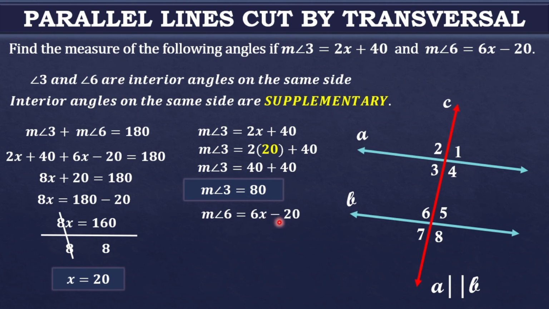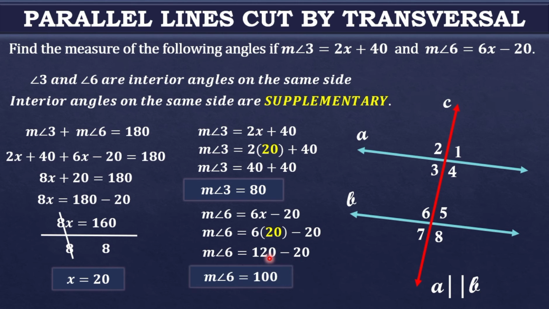So, we have 6x minus 20. Substitute natin si 20. So, 6 times 20, this is 120. Minus 20, this is 100. Now, what have you noticed? 80 plus 100 is equal to 180. So, ilagay natin dito, the measure of angle 3 is equal to 80 degrees. Your angle 6 is equal to 100 degrees.